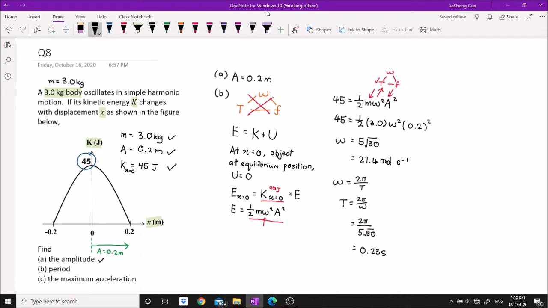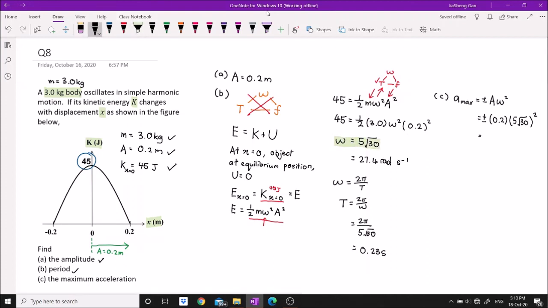So we have solved amplitude, we have solved period. The last thing will be to go for the maximum acceleration. For maximum acceleration, the formula we have used quite a lot of times already is plus minus A omega square. Now it's just a matter of substitution. Again, 0.2 meter. Omega is, let me just write this, 5 square root 30 square. The 5 square root 30 comes from here, omega here.